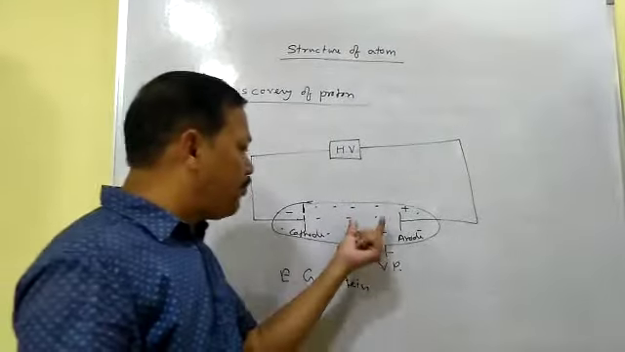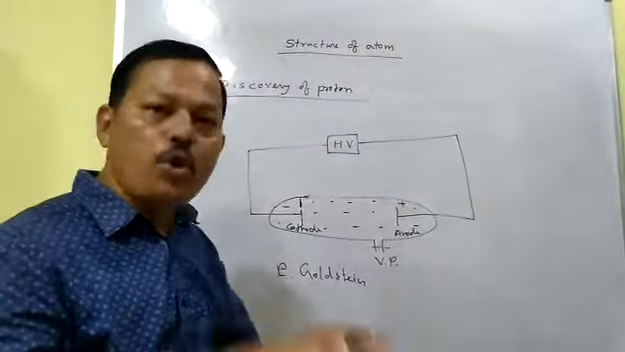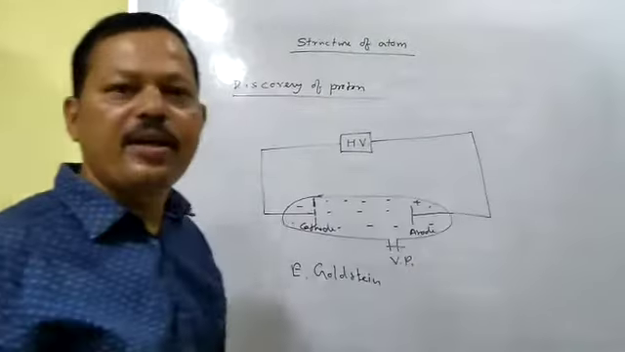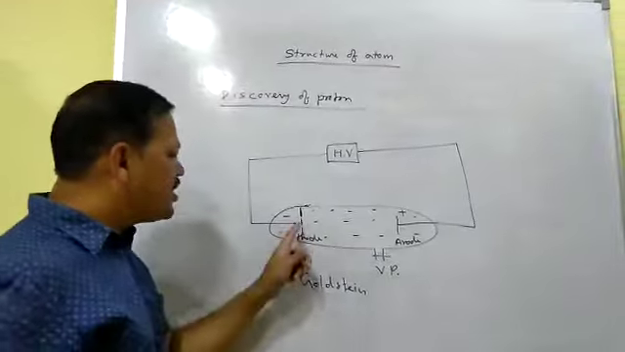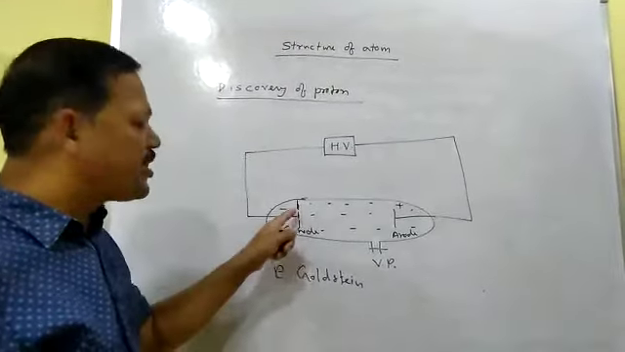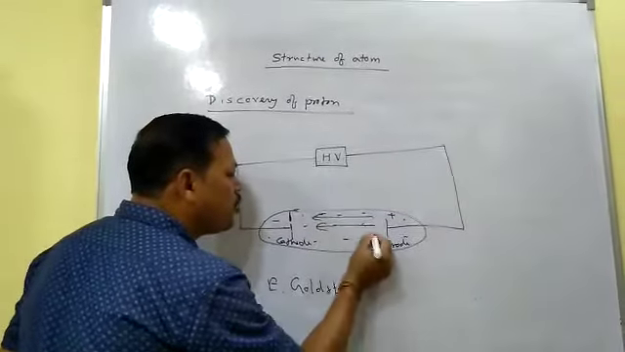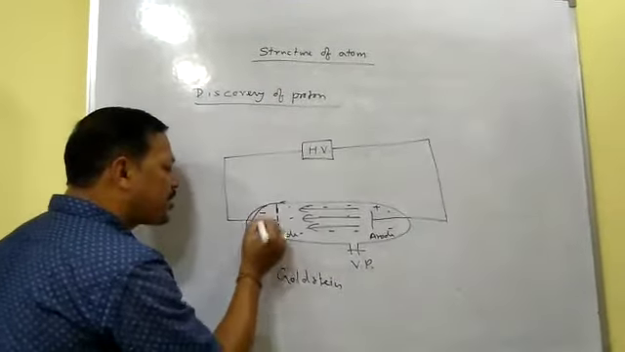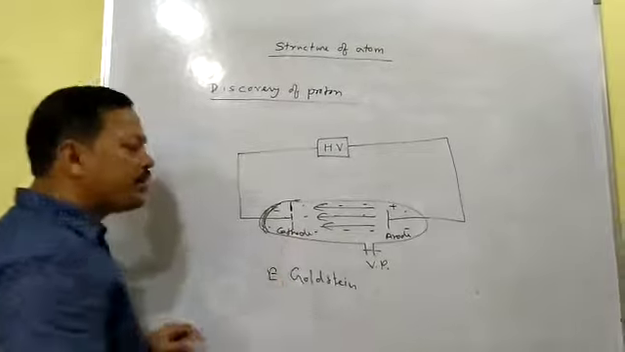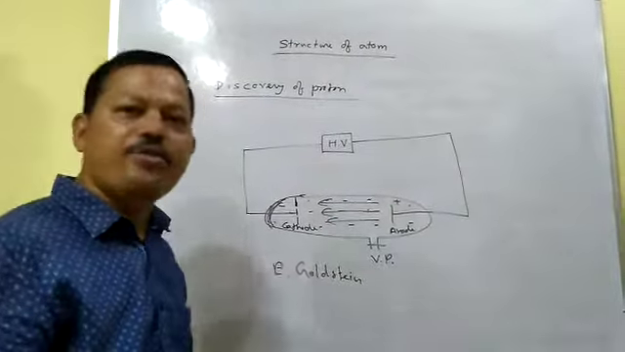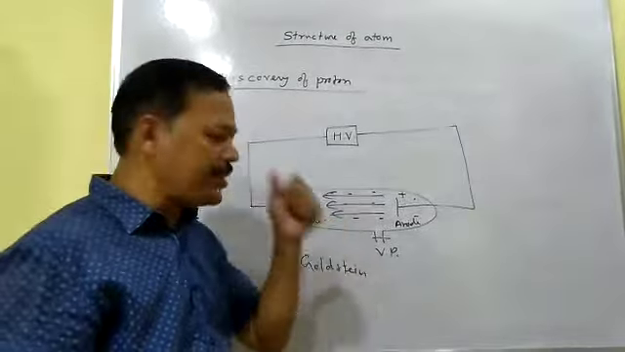When the pressure of the gas becomes low, and when high voltage electricity is passed through the gas, it is found that since the cathode is perforated, since some holes are present, some rays were coming from the anode to the cathode side, and the cathode side begins to glow. These rays are coming from the anode, and that's why these rays are called anode rays.